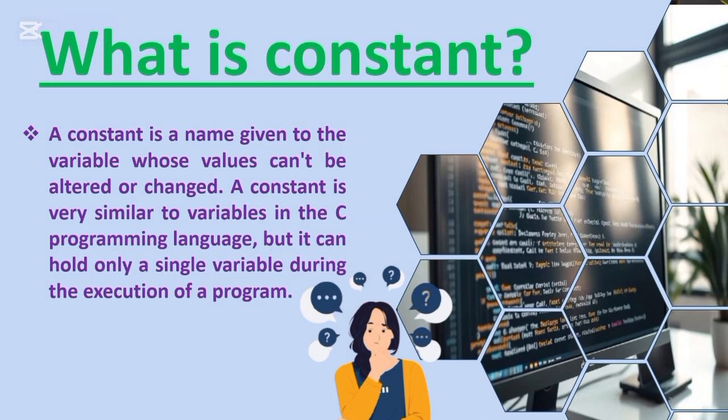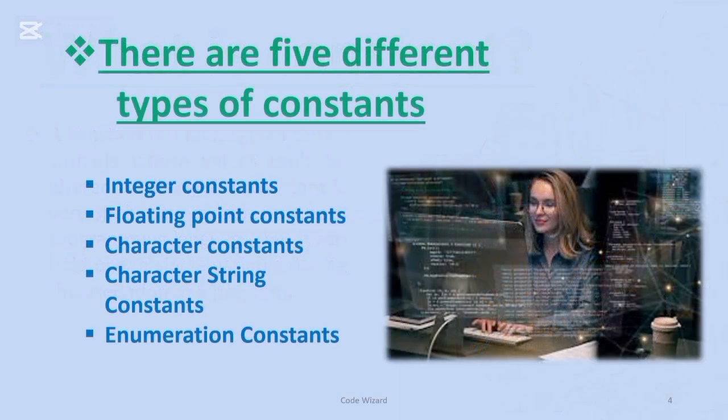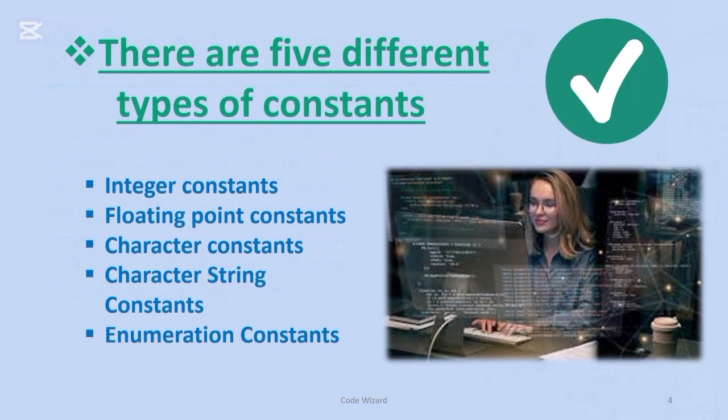Now that we understand what a constant is, let's look at the five main types of constants in C: integer constants, floating point constants, character constants, character string constants, and enumeration constants. Each of these plays a unique role, helping us store specific types of data safely and consistently. Let's look at them one by one.